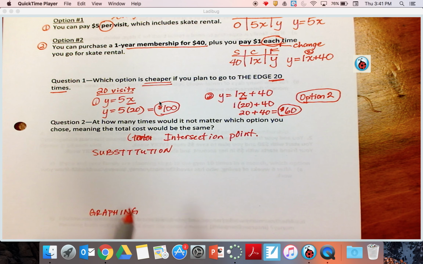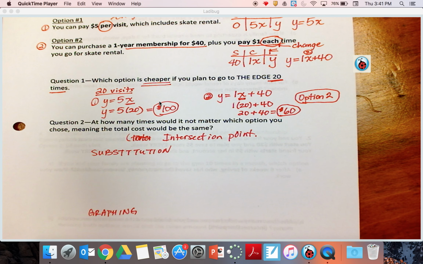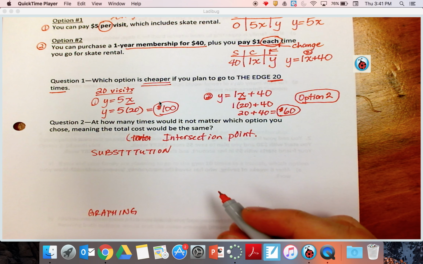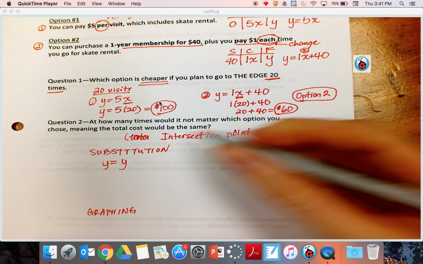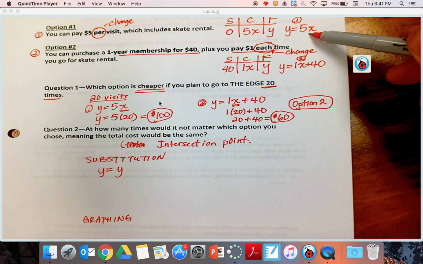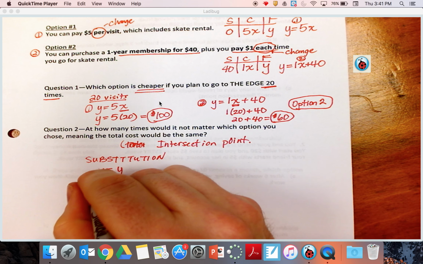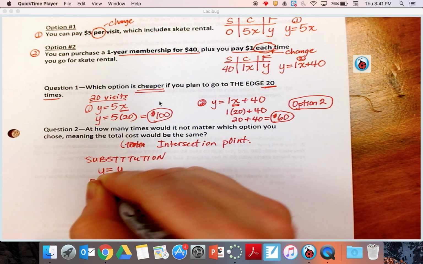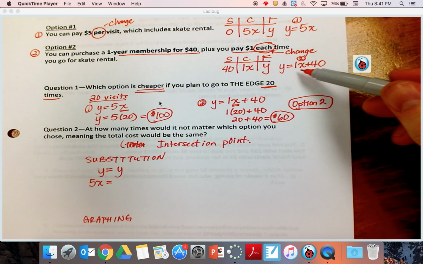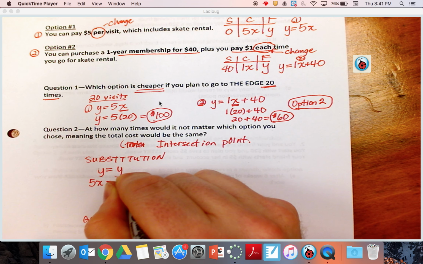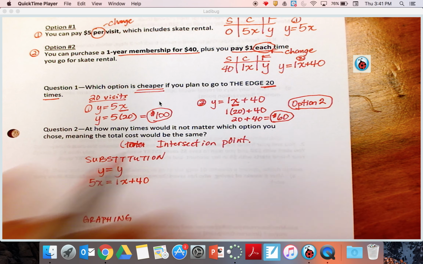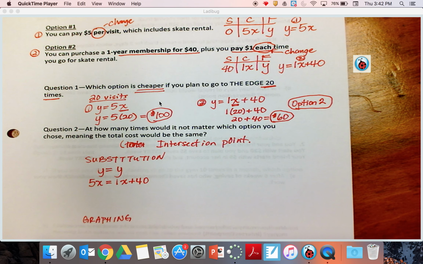Okay? So with my substitution method, I'm going to set my two equations equal to each other. Remember, I want y equals y, and my first y here is 5x. My second one is 1x plus 40. And I want to solve that equation here.